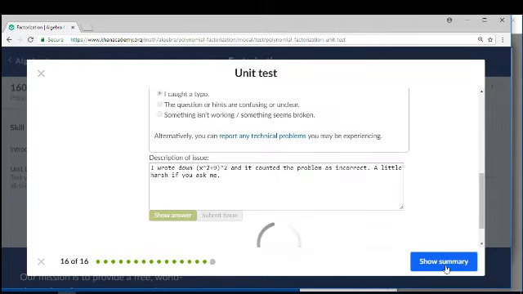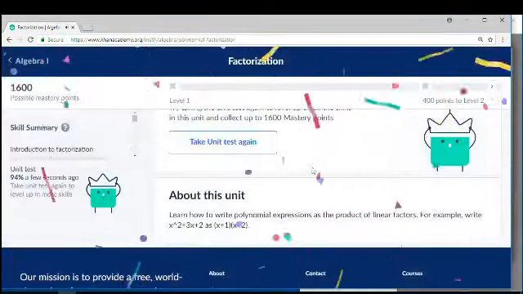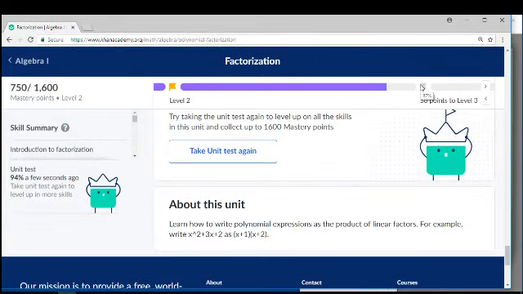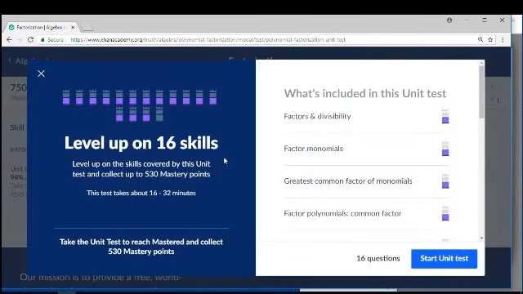All right, let's show that summary. So I didn't get everything right, but that's okay. Let's see how that gets us to mastery. All right, that gets us to level 2. And we need to get to level 5. All right, let's just take the unit test again.